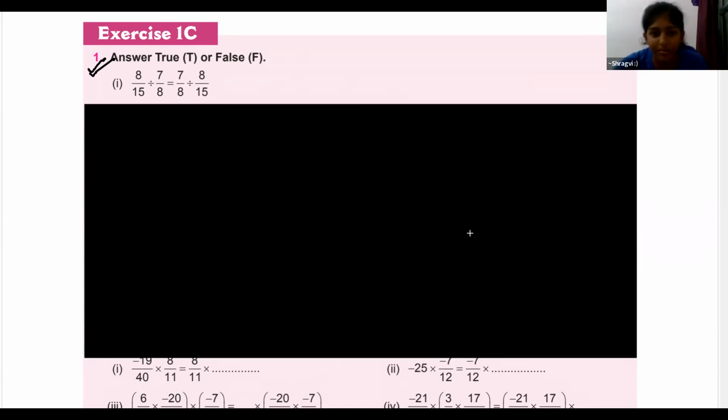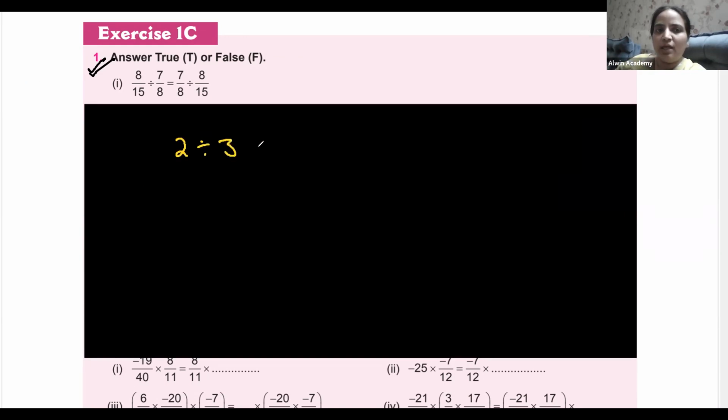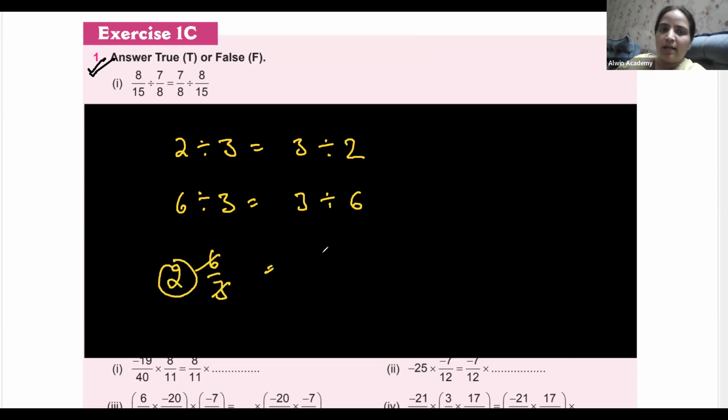No. To understand this better, let us make the numbers a little simpler. So tell me, is 2 divided by 3 equal to 3 divided by 2? Are both the same things? Or I should ask you, is 6 divided by 3 equal to 3 divided by 6? 6 divided by 3 is 2, and 3 divided by 6 is half. And 2 and half are a lot different, right?